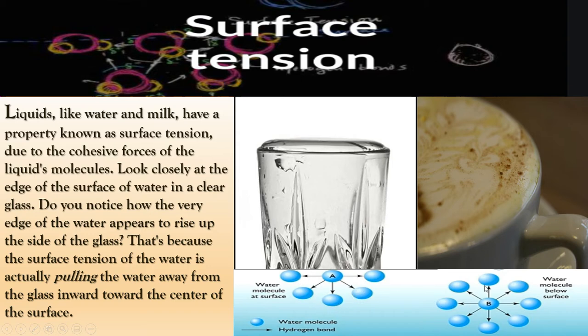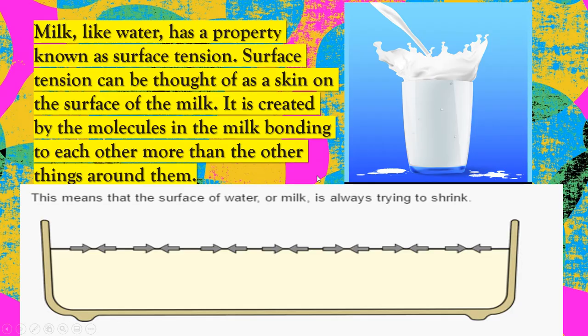Now, look at those water molecules below the surface. They look more like this. Remember, below the surface, that's when they're bonding. They're snuggling together. Okay, they're attracted to each other. So those molecules are bonding. This is why that bonding pushes the water up or pushes the milk up, and it doesn't roll down the side of the glass. Milk, like water, has a property known as surface tension.